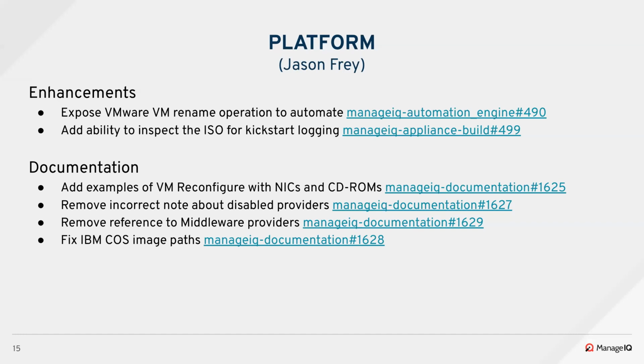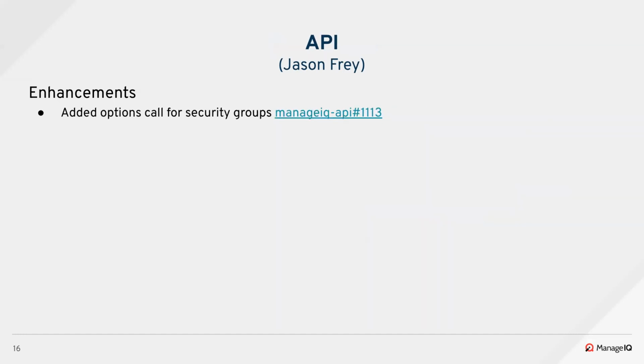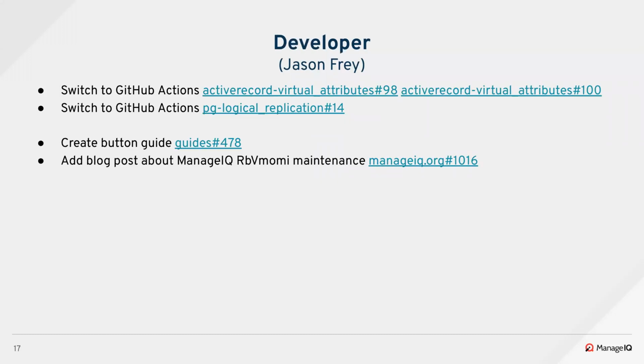Next slide, please. On the API side, Gilbert added an options call for security groups. So if you hit API security groups with an options verb, you can get back the DDF forms and the other goodies. Next slide, please.